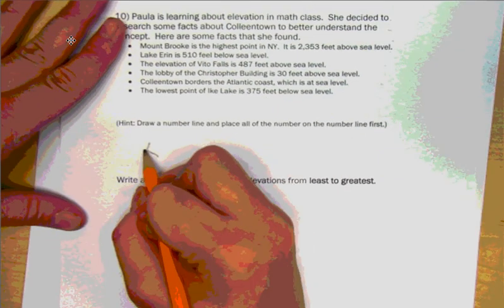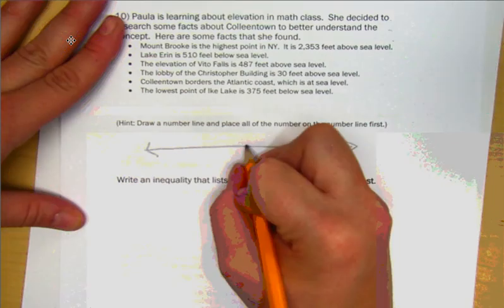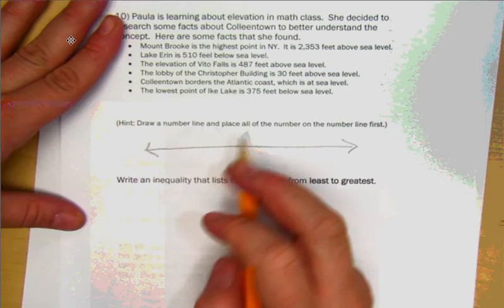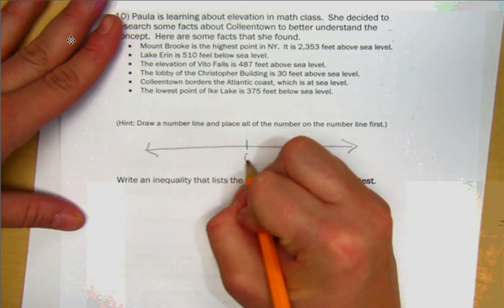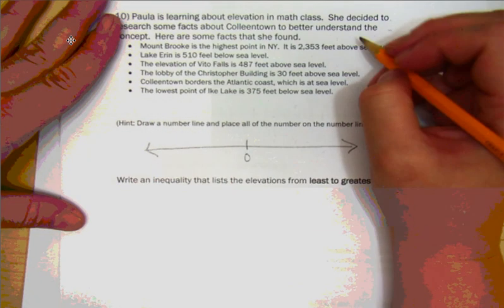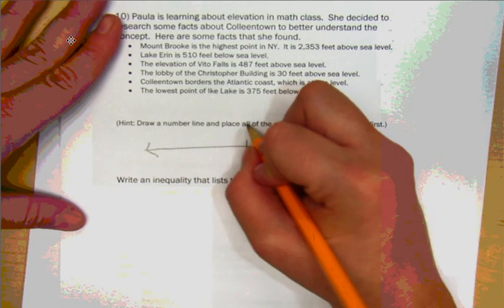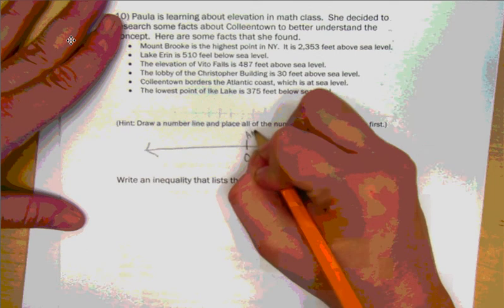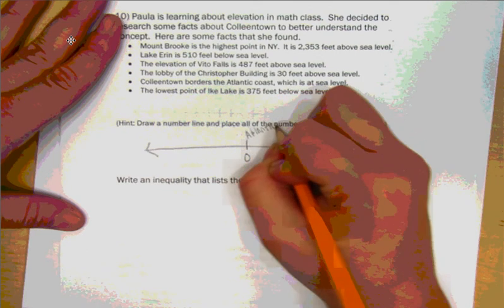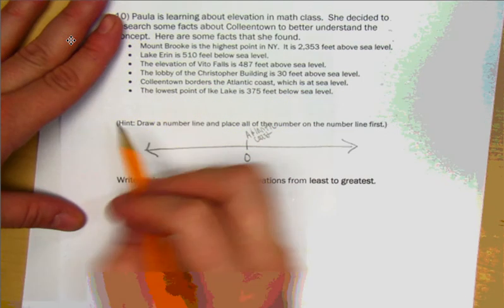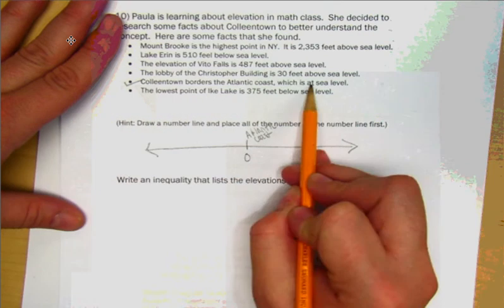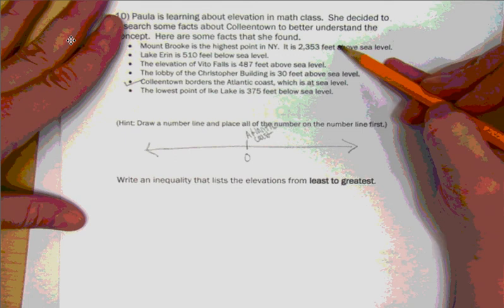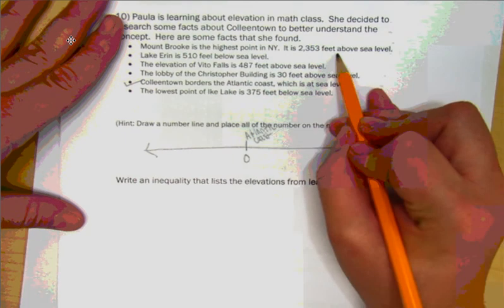So I actually put a hint here to help you with this. I am suggesting that you draw a number line to help you figure out where all of them are. And I'm going to put 0 here at first, and that is going to show you sea level, which is going to be the Atlantic coast. I'm going to label that quick. Okay, so I know I'm done with 0, which is at sea level. So now I'm going to plot the rest of these points. The first one is a positive because it is above sea level.